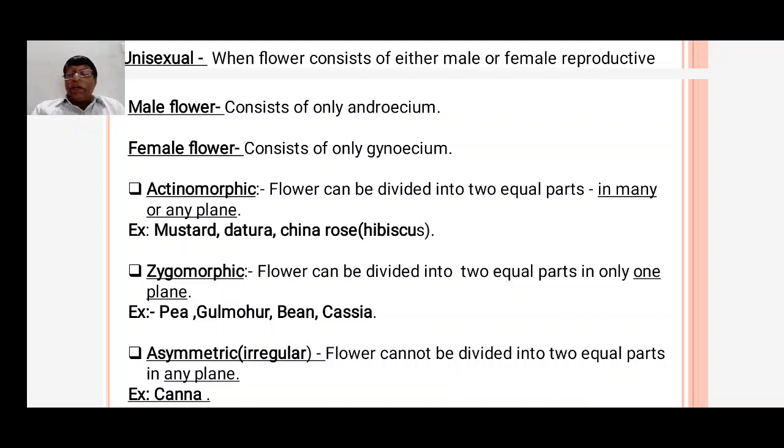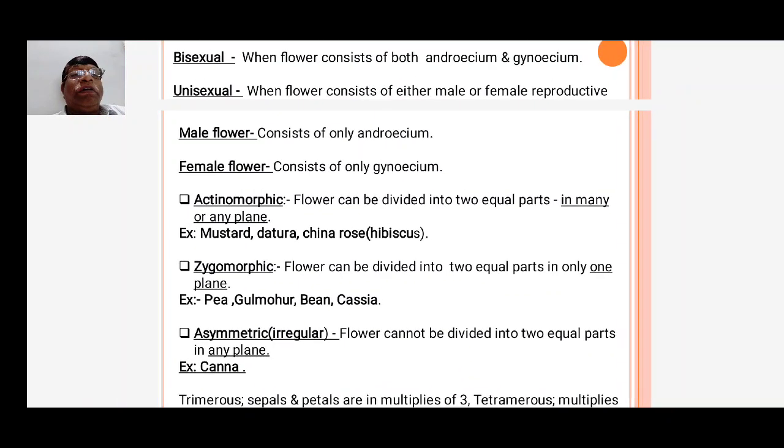Asymmetric, very important for NEET examination. We call them irregular flowers. The flower cannot be divided into two equal parts. Example, canna. Canna is a plant like a banana plant, which bears red flowers. It is a show flower. Okay, actinomorphic, zygomorphic and asymmetric flowers.